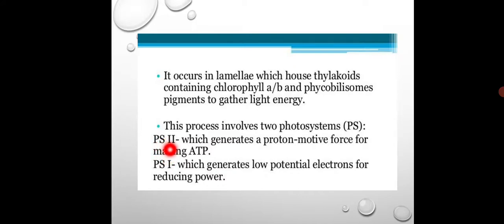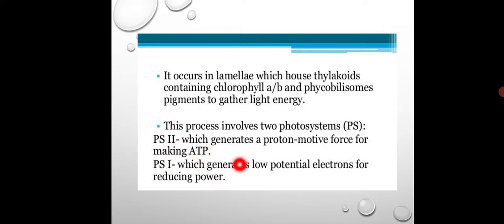Photosystem 2. What is this photosystem? It is a reaction center. What does photosystem mean? It is a reaction center where reactions are carried out. So a photosystem is a reaction center which is surrounded by several photosynthetic pigments and in which the reaction is being carried out. So photosystem 1 and photosystem 2.